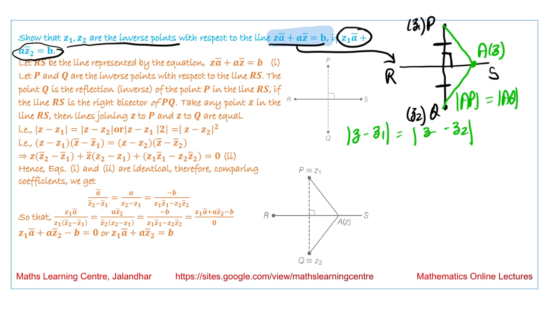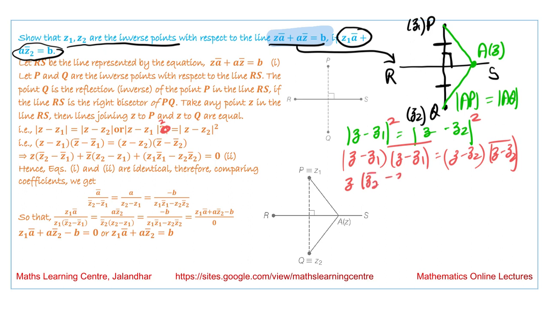It means mod of Z minus Z1 should be equal to mod of Z minus Z2. If we square both sides of this equation, the squared term is basically mod of Z square. We obtain Z minus Z1 into Z bar minus Z1 bar equal to Z minus Z2 into Z bar minus Z2 bar. If we multiply these terms, we obtain Z into Z2 bar minus Z1 bar, plus Z bar into Z2 minus Z1, plus Z1 Z1 bar minus Z2 Z2 bar is equal to 0.